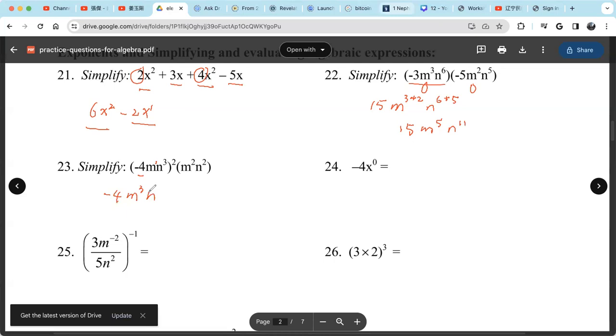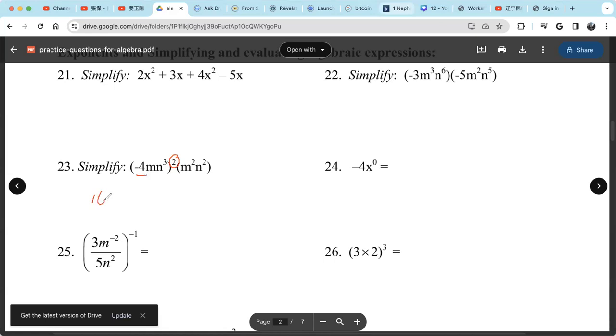Oh, hold on one second. Let me erase this. Let me actually erase all. Hold on a second. You see, this is a square here. This square is outside the parentheses. So it means that everything needs to be squared. So negative 4 squared is 16, positive 16. M being squared, that's m squared. Then n cubed being squared.